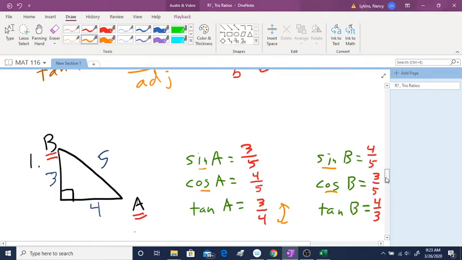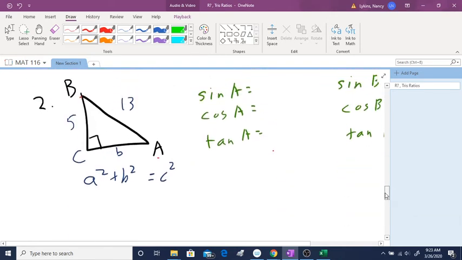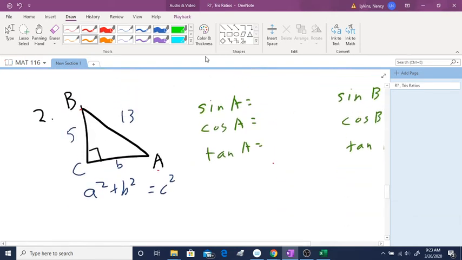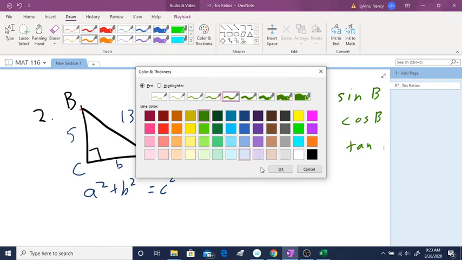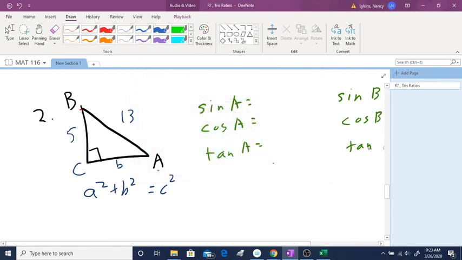Now, finally, what they like to do is they like to go ahead and give you a missing side. So first we need to use, since this is a right triangle, our a squared plus b squared equals c squared.